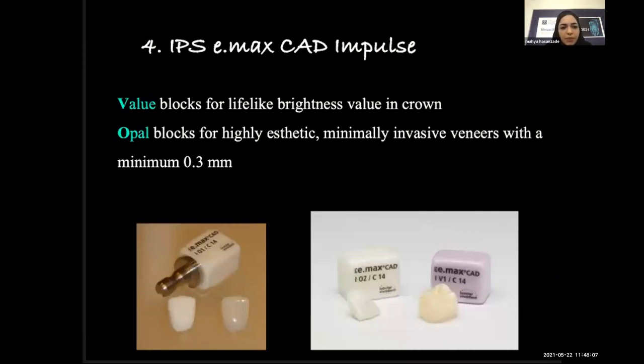The other blocks from Ivoclar is IPS e.max CAD Impulse. The block range has been expanded to include Impulse shades, and this includes 3 value shades and 2 opal shades. The value blocks are for lifelike brightness value in the crown, and the opal blocks are for highly aesthetic, minimally invasive veneers with a minimum thickness of 0.3 millimeter.